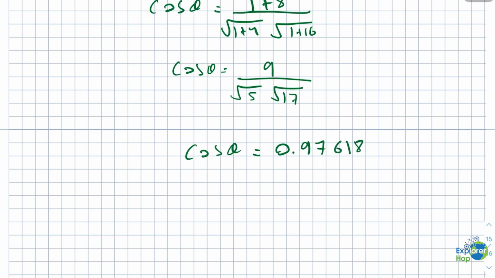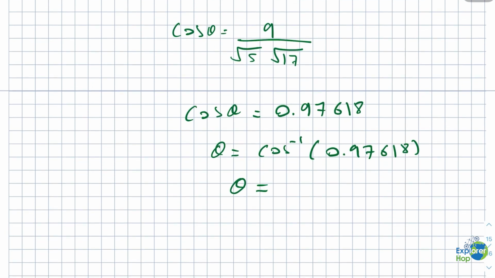cos theta is equal to 0.97618. Therefore theta is equal to cos inverse of 0.97618, and therefore the angle between these two lines is equal to 12.53 degrees. That's our final answer.